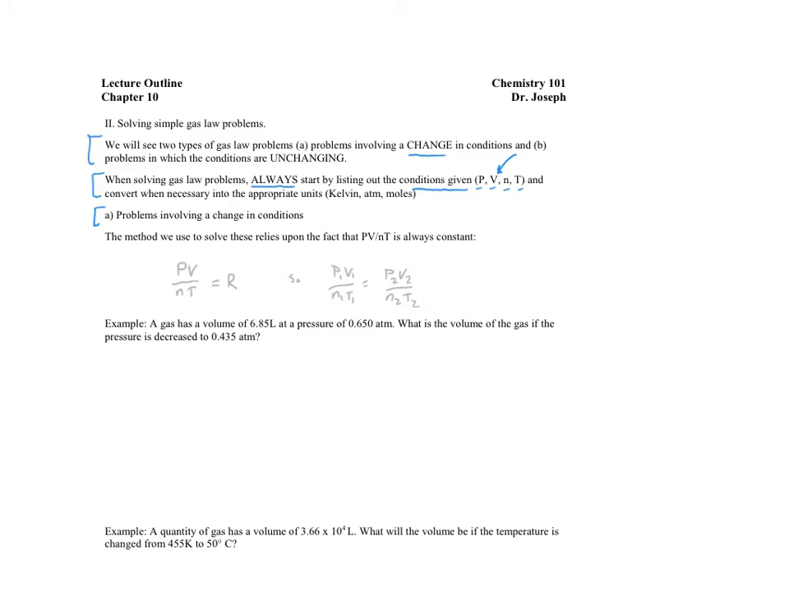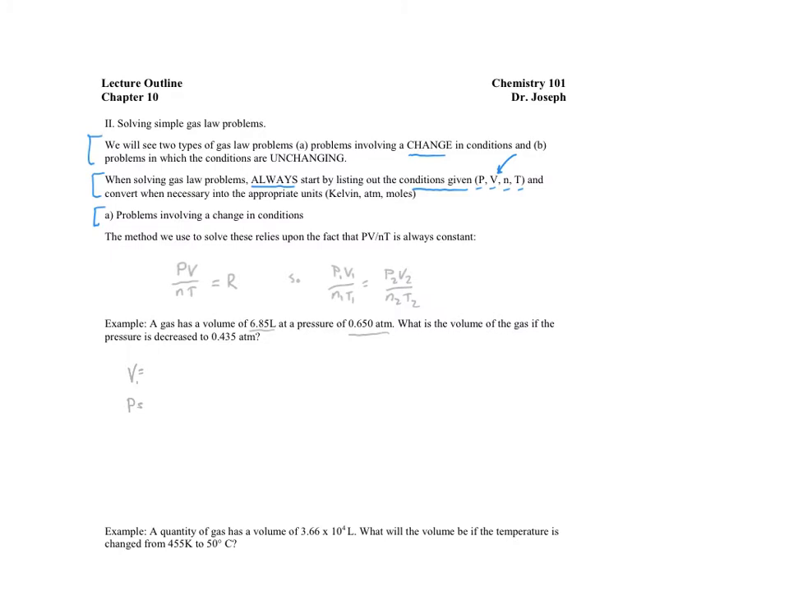Now, as we read through this problem, let's try to figure out what conditions are provided, and whether they are conditions initially or at the end. Then we're going to write down what each of them is. So it says a gas has a volume of 6.85 liters at a pressure of 0.650 atmospheres. What is the volume of the gas if the pressure is decreased to 0.435 atmospheres? Okay, so we're given initially 6.85 liters and a pressure of 0.650 atmospheres. Let's write those down.